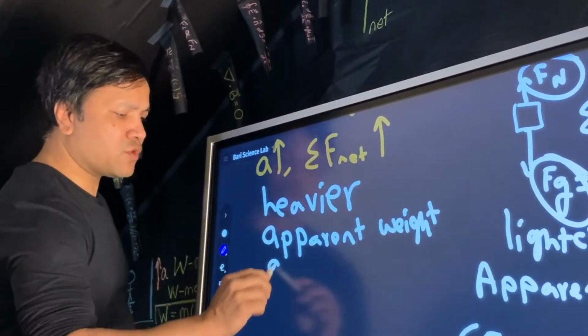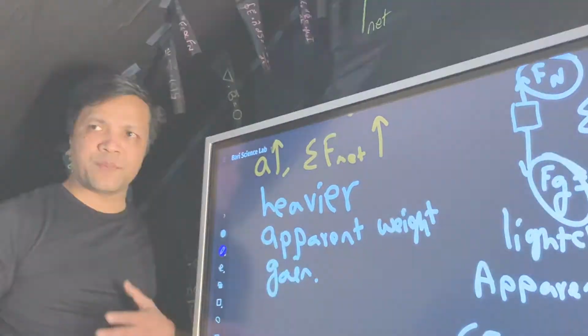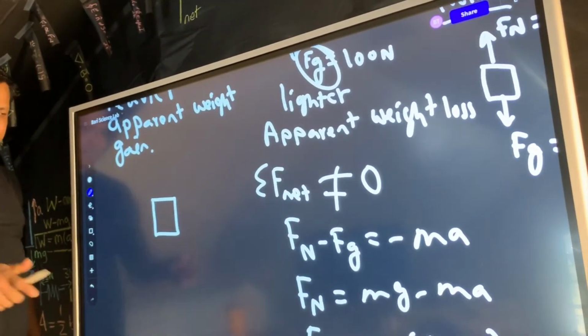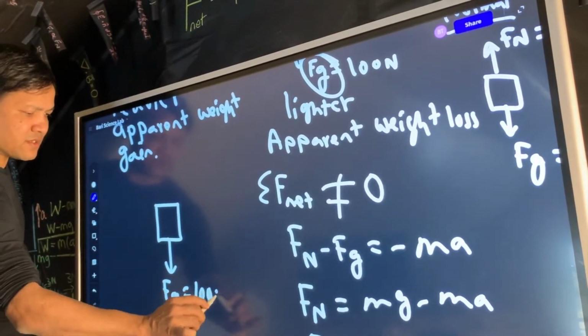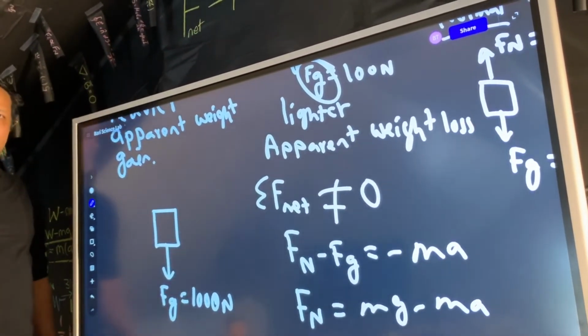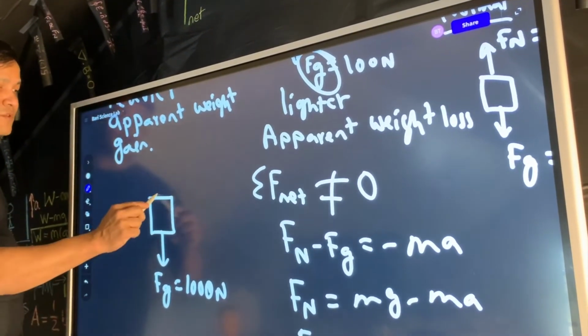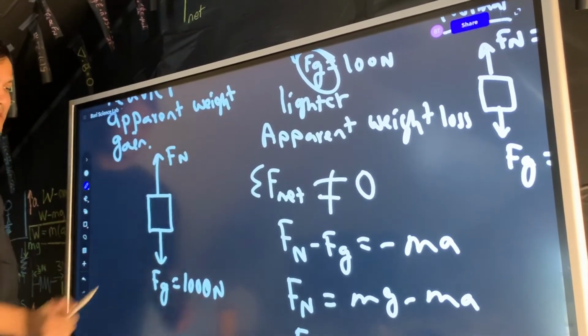Apparent weight gain. You feel heavier because of apparent weight. In the free body diagram, as I said, the weight cannot be different. So weight is the same, which is 1000 Newton. But the normal force is bigger in this case.